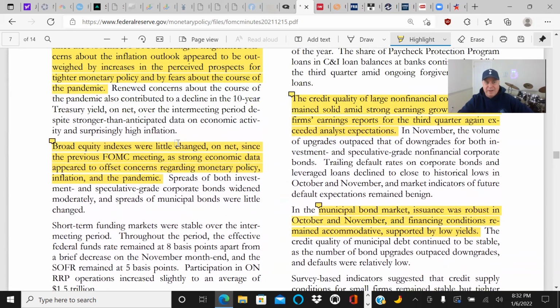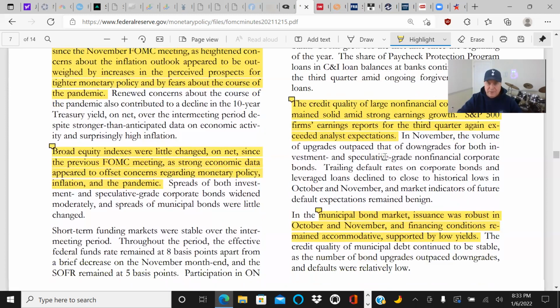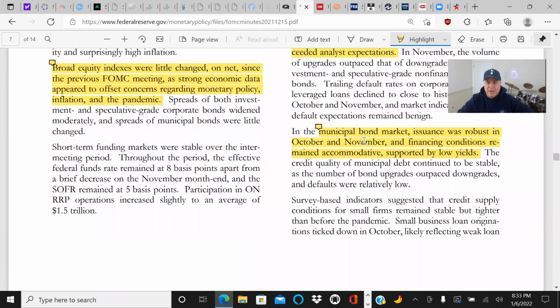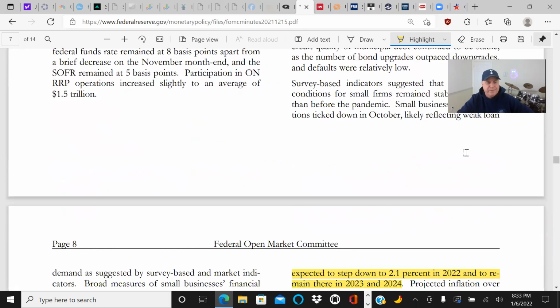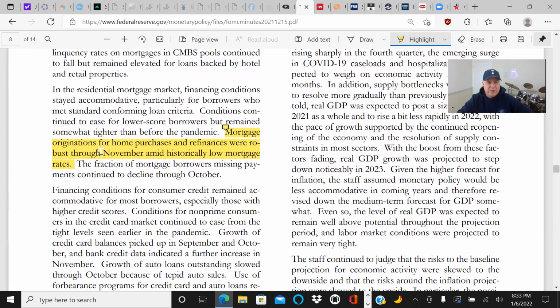And so that's what they're talking about here, is that equity indexes were little changed on net since the previous FOMC meeting, as strong economic data appear to offset concerns regarding the taper, inflation, and the pandemic. Credit scores of corporations remain solid. You know, there was plenty of borrowing going on. Municipal bond market was robust. People were buying those bonds. Let's see. Mortgage originations for home purchases was fine.